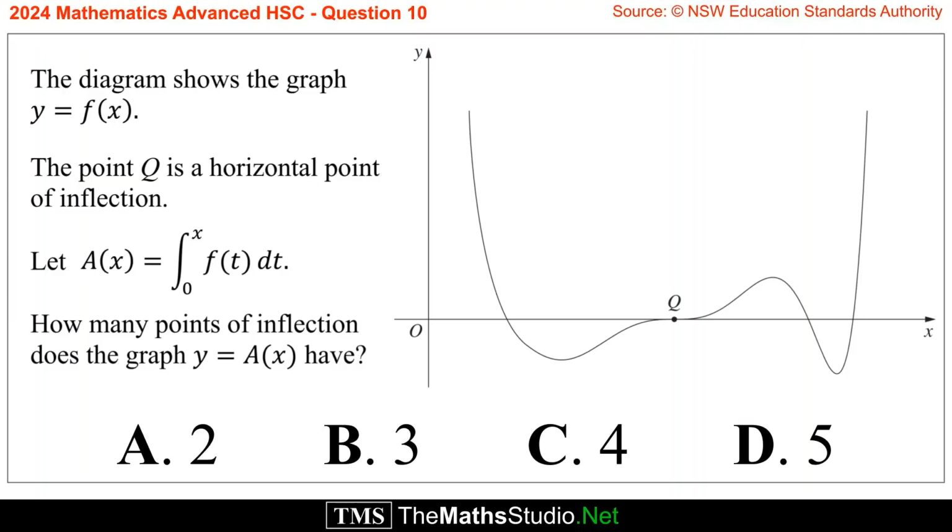Question 10. The diagram shows the graph y equals f of x. The point Q is a horizontal point of inflection. Let A of x equal the integral from 0 to x of f of t dt. How many points of inflection does the graph y equals A of x have?